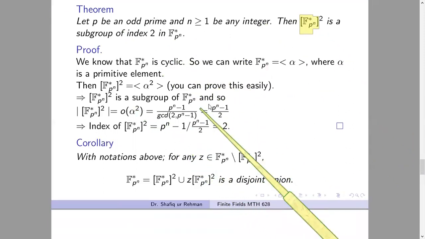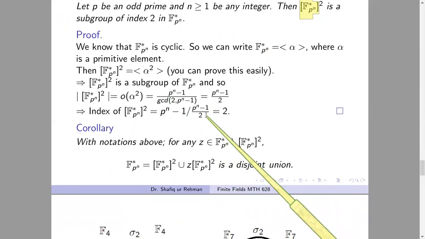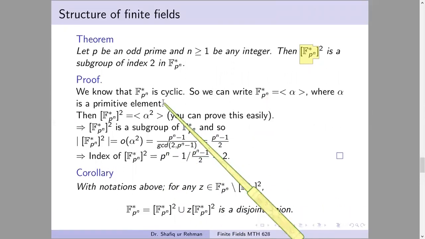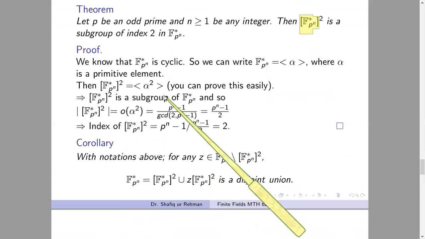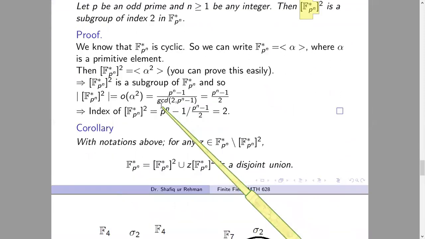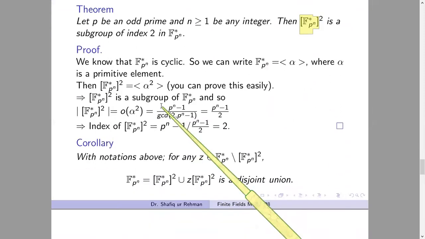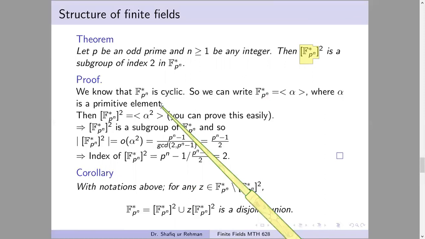So the proof is clear, I think, and from this we can conclude that in any group the cosets make a partition of the group. Every group can be written as a disjoint union of cosets. Now one coset is the subgroup itself, and for the other coset, you can take any element outside of this subgroup.